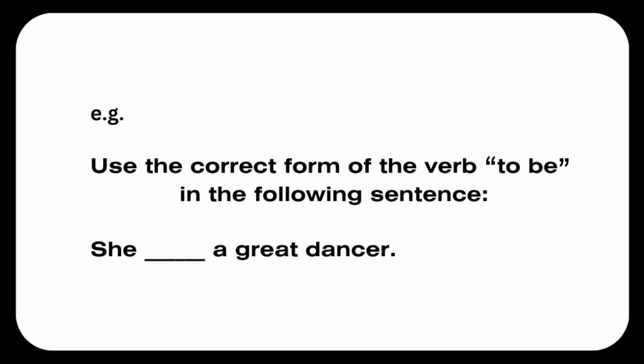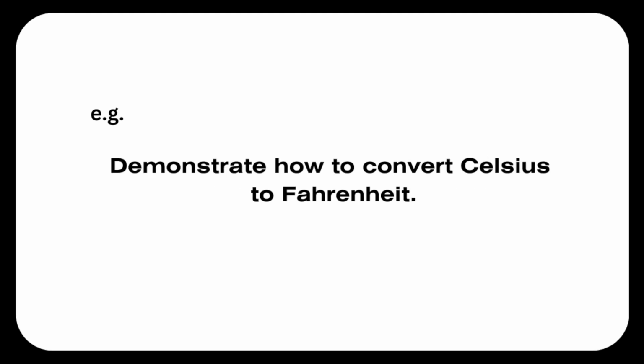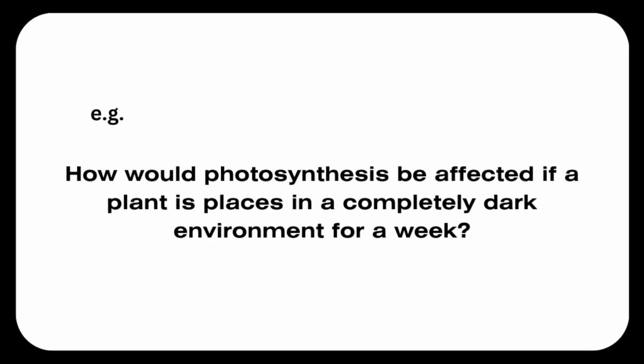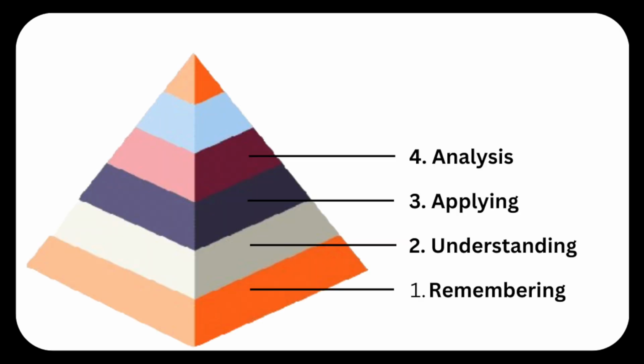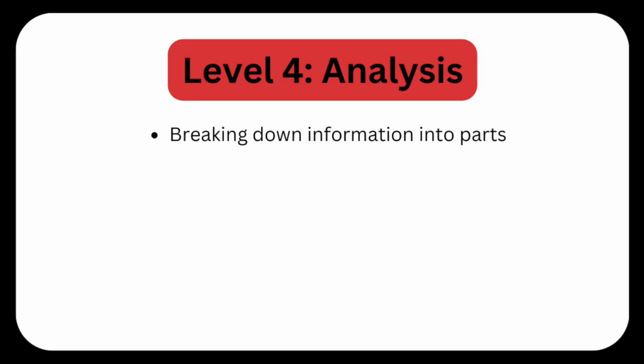For example, use the correct form of the verb to be in the following sentence. Demonstrate how to convert Celsius to Fahrenheit. How would photosynthesis be affected if a plant is placed in a completely dark environment for a week? Level 4. Analysis. Breaking down information into parts.